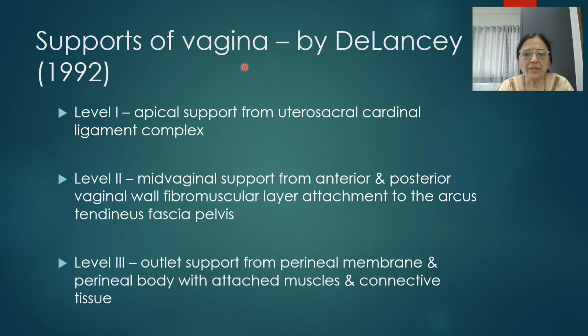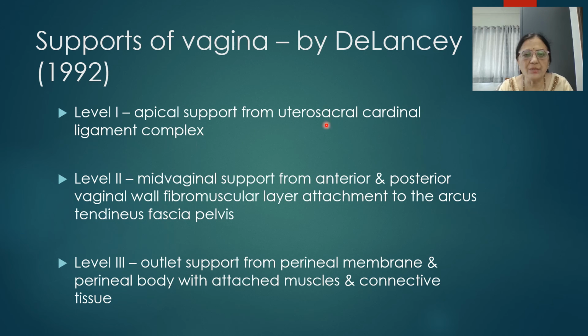Supports of vagina have been described by DeLancey way back in 1992, and these are being accepted at present all over the world as important supports, which were divided as level 1, level 2, and level 3. Level 1 is the support at the uppermost part of the vagina or upper one-third of the vagina or apex. So it is called as apical support, and this support is provided by uterosacral cardinal ligament complex.